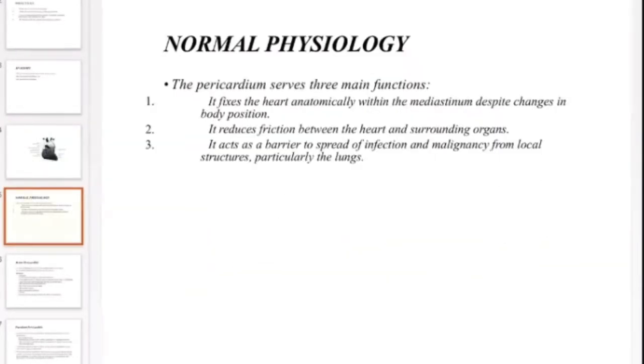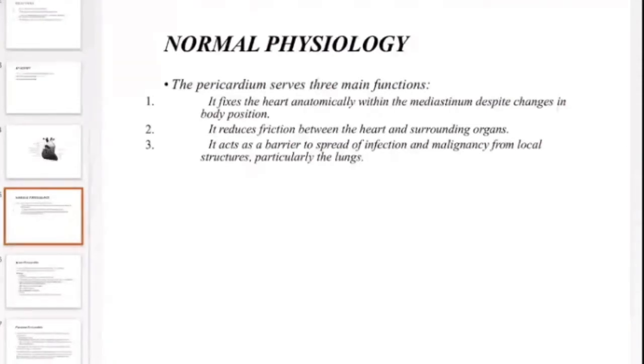Now, what is the normal physiology? Why do we have a pericardium? And why did God create this pericardium? As the skull protects the brain, the pericardium also protects the heart. First of all, it fixes the heart inside. With any movement or change of the position of the patient, the heart inside is not moving, like the bowel or other parts of the body, which are mobile. The heart is fixed in its place.